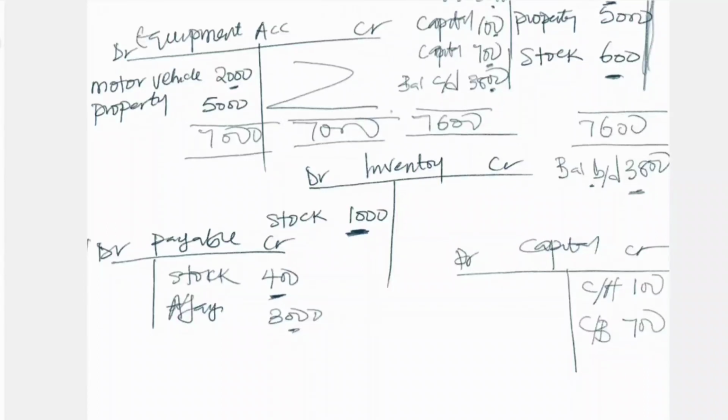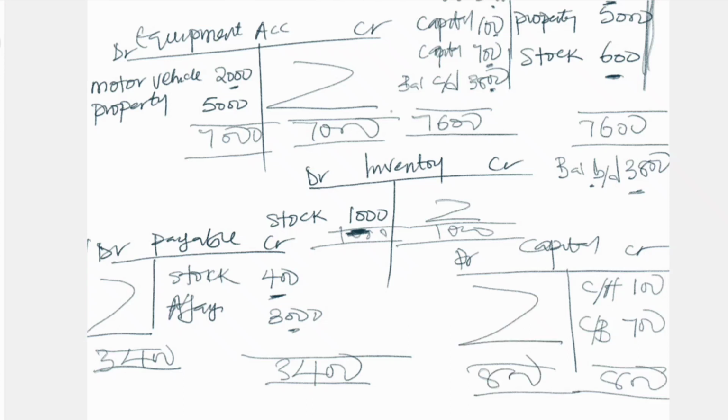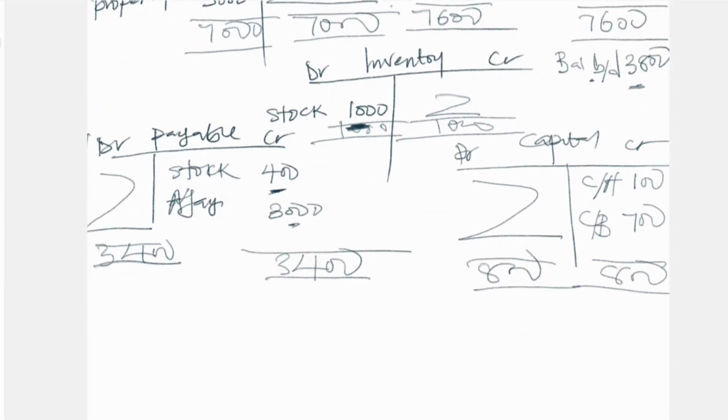Okay, so let's come to our inventory. Sorry, I haven't got enough space. Inventory is 1,000, 1,000, right? Okay, it's all equal. Here we have 3,400, 3,400, nothing here, everything is equal. Here we have 800, 800, nothing here, everything is equal. Let us now head on to do our trial balance to see if our account is actually correct.